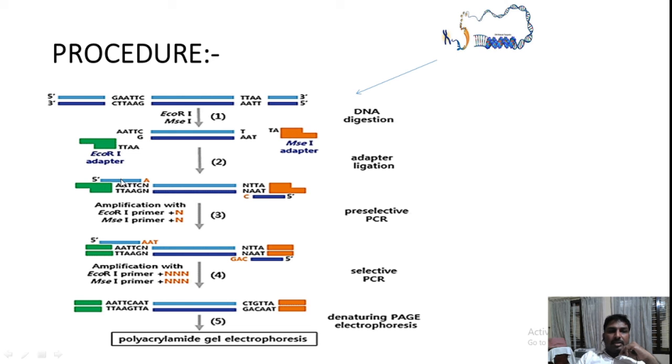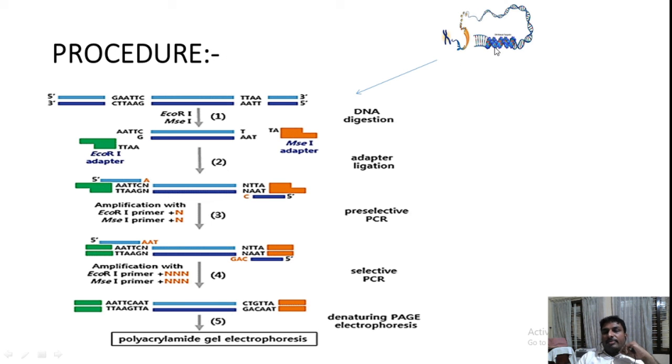This is the EcoRI adapter and this is the MseI adapter. The sequences of these adapters may be known. The sequence of this and this is already known. So you can definitely prepare primers against this EcoRI adapter and against this MseI adapter. So this primer will bind over here and this primer will bind over here, and during the PCR reaction, this primer will be extended and this also will get extended. That means this particular fragment gets amplified. Okay, this is the amplified product.